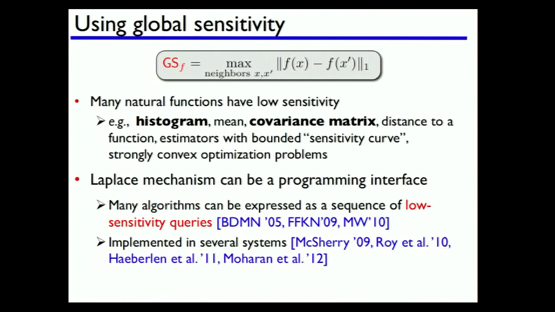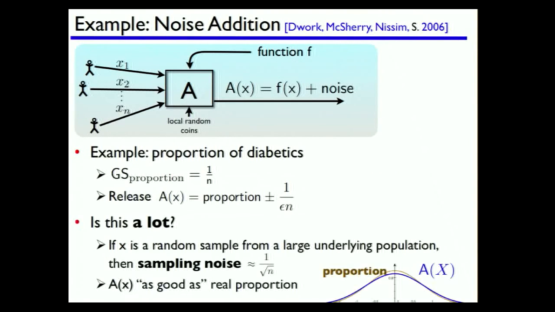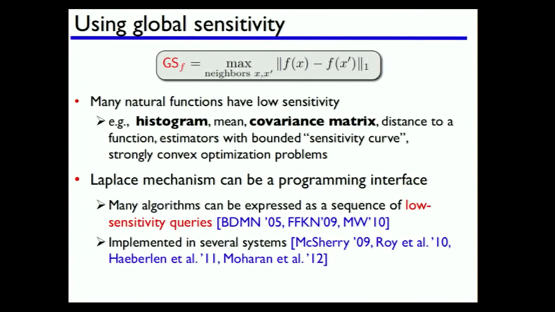It turns out this global sensitivity approach, what's come to be called the Laplace mechanism because you're adding Laplace noise, has been very useful. That's because a lot of natural functions have low global sensitivity in this sense. For example, a histogram of a data set has constant global sensitivity, as do the sample mean, the covariance matrix, and the distance to a given property, meaning how many points I have to change for the data set to satisfy it. These are various things people do in statistics and convex optimization, and a lot of them naturally drop into this framework.